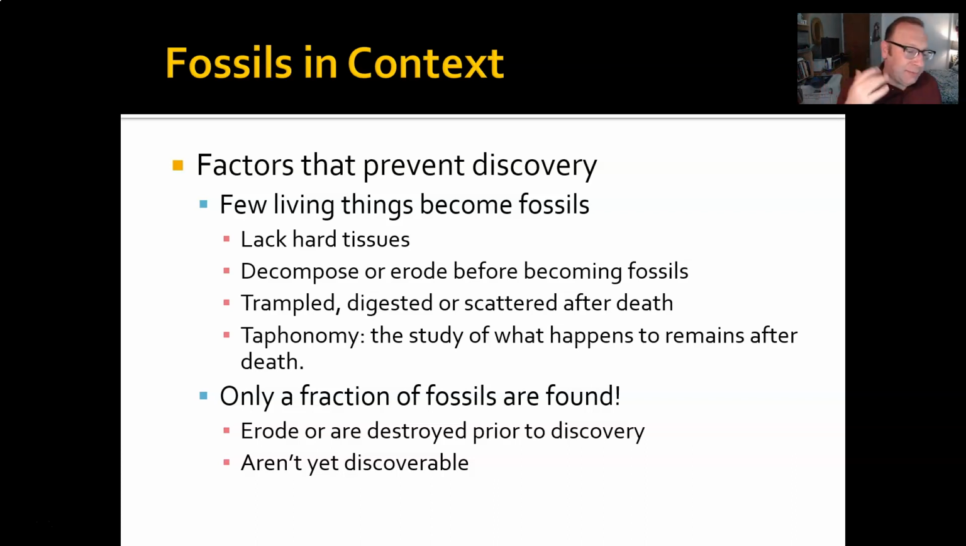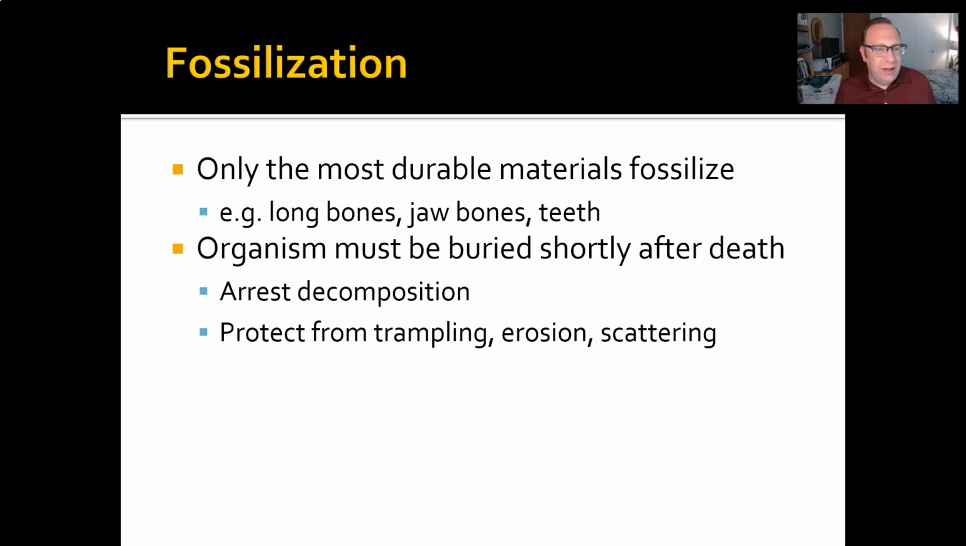So these are all factors that can prevent things from becoming fossils. In addition, only the most durable materials actually fossilize. So the most likely bones to fossilize are long bones, jaw bones, skulls tend to have larger segments in them. Teeth, as I've mentioned before, are pre-mineralized. They're already mineralized, so they're living fossils in your mouth right now. We find them a lot in the fossil record because of that.